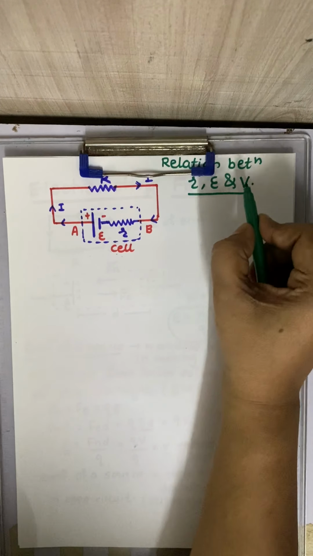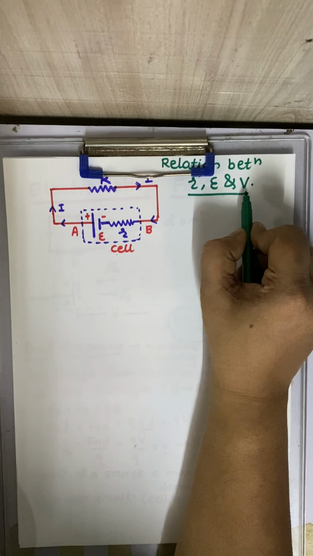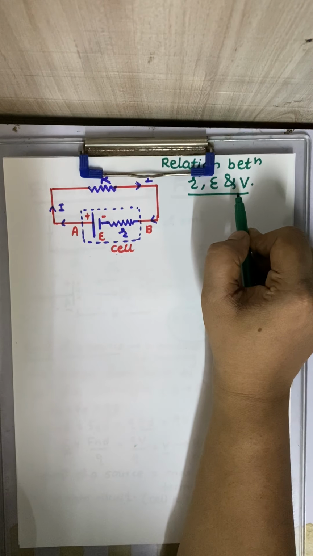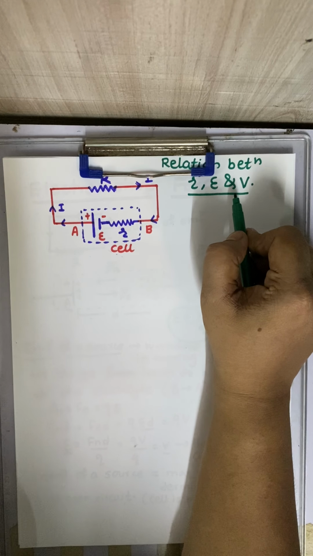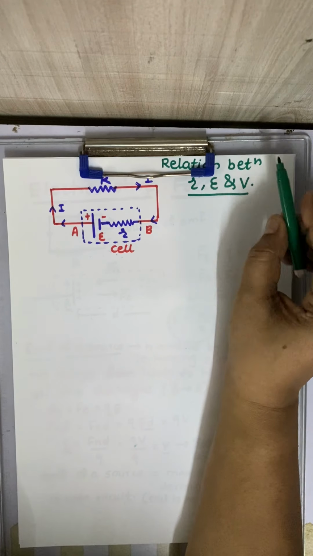First of all, let us understand what is meant by the terminal potential difference. This terminal potential difference is the potential drop across the terminals of the cell when a current is being drawn from the cell. Means when the current is drawn from the cell, at that time the potential drop across the terminals of the cell is called the terminal potential difference, and it is also represented as V.